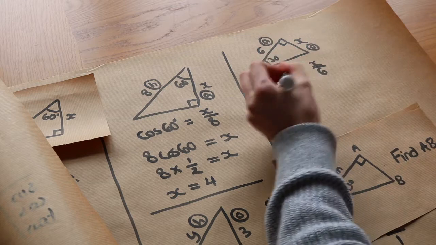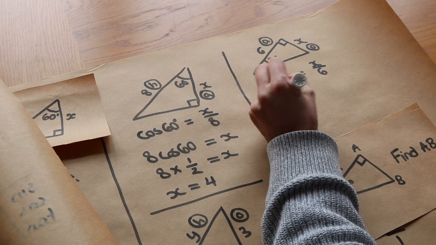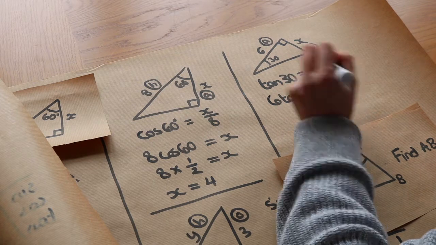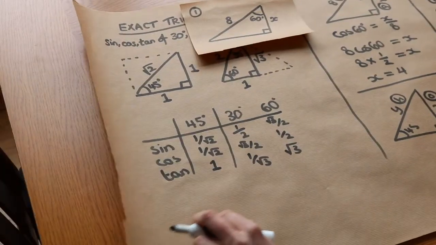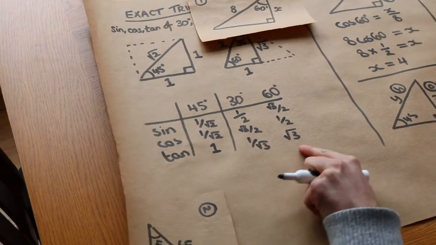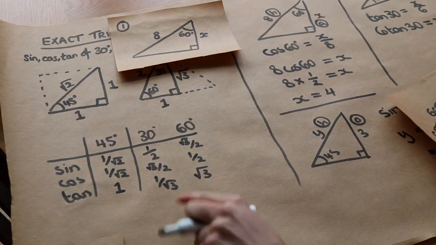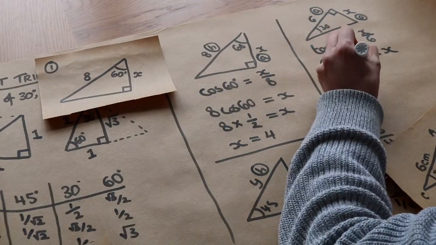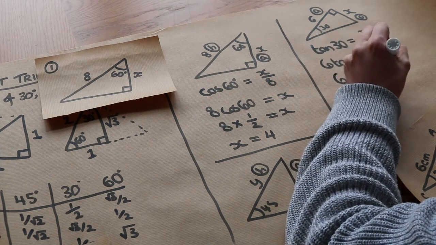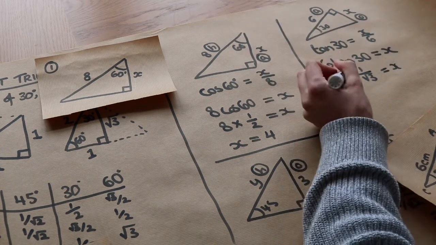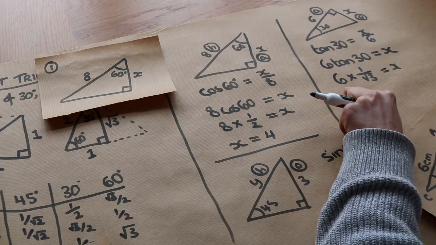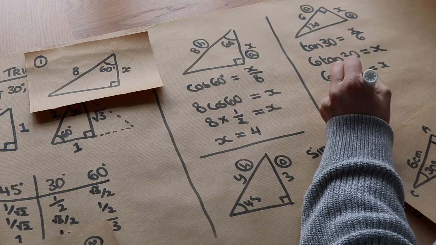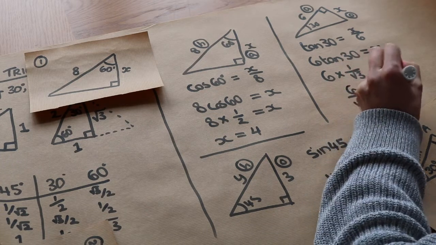We can just times both sides by 6, so we've got 6 tan 30 is equal to x. And then tan of 30, if we look back at this table again, we can see that tan of 30 is 1 over root 3. So it's 6 times 1 over root 3 is x. And remember, when we times a fraction by a non-fraction, it's just the top that's affected. So we could write that as 6 over root 3 equals x.